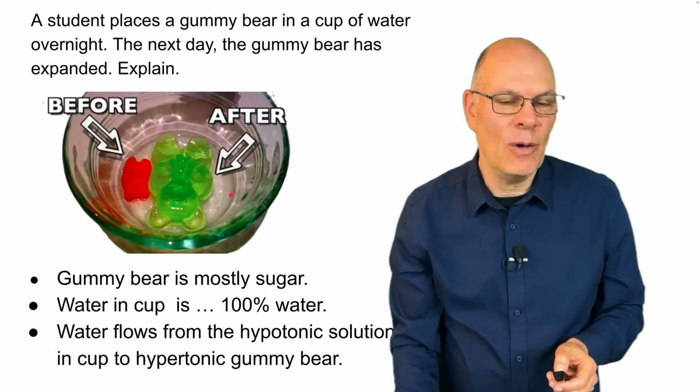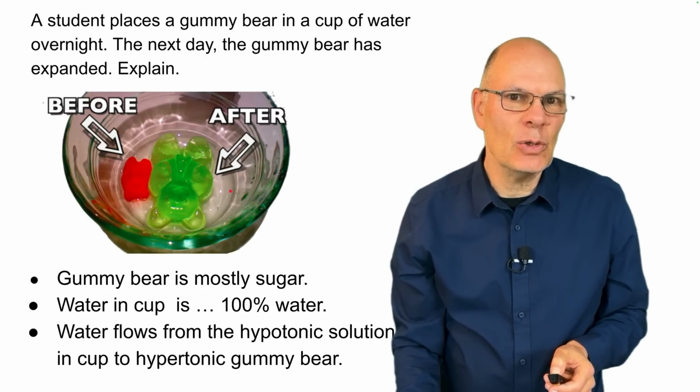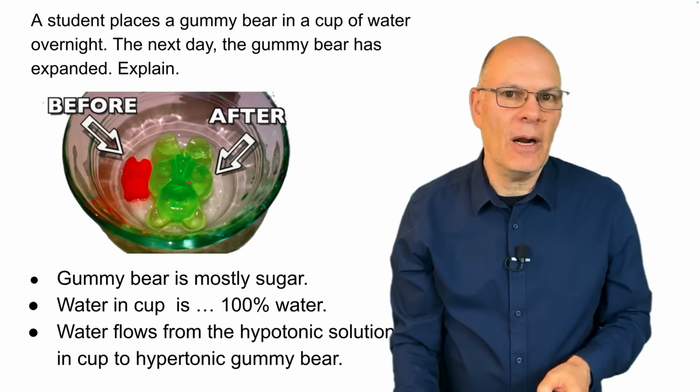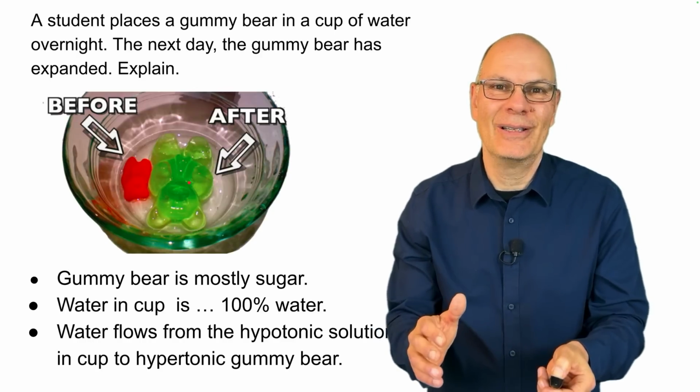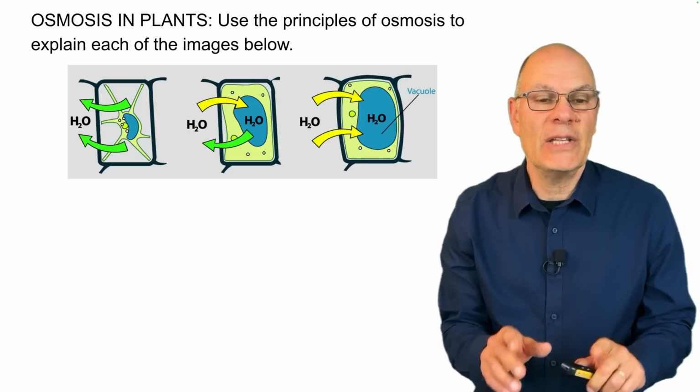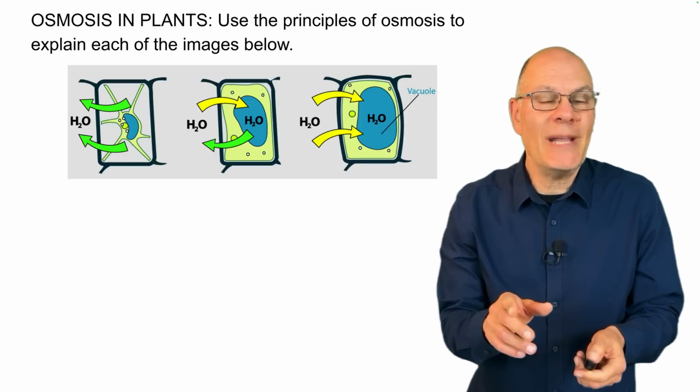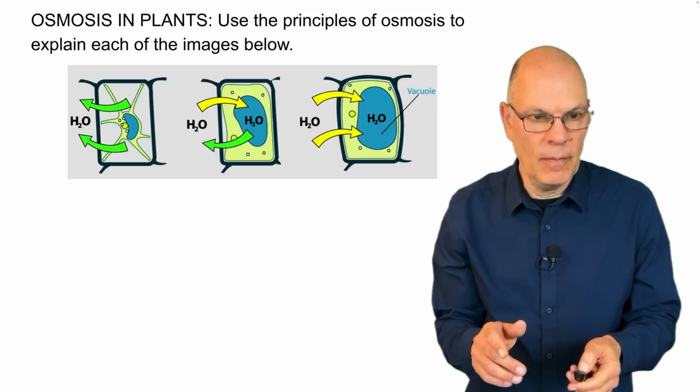So water is going to flow from the hypotonic solution in the cup into the gummy bear. The gummy bear will expand because of osmotic pressure. Osmosis in plants. Use the principles of osmosis to explain each of the images below.